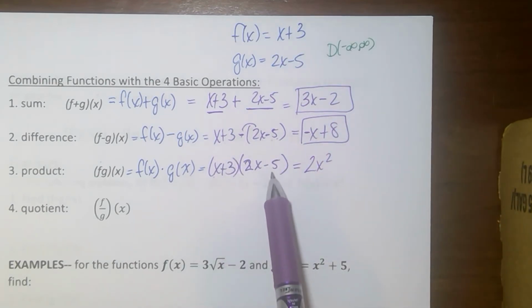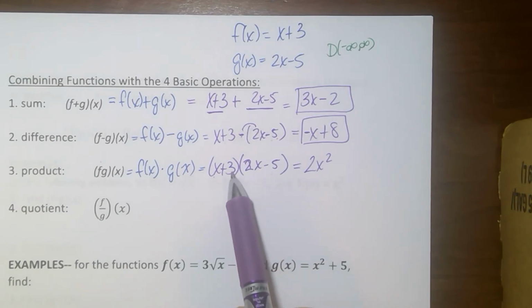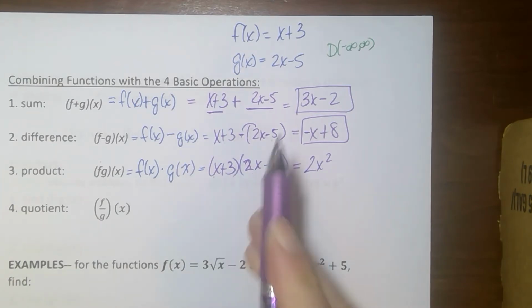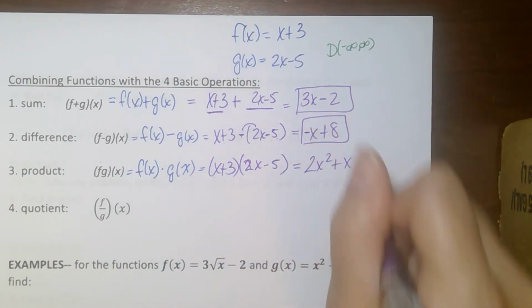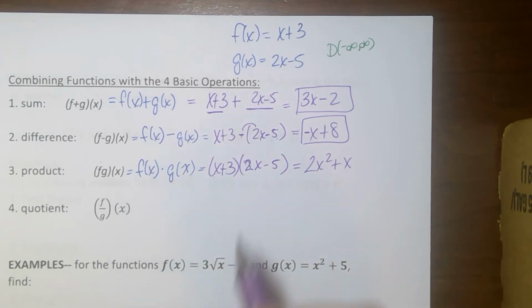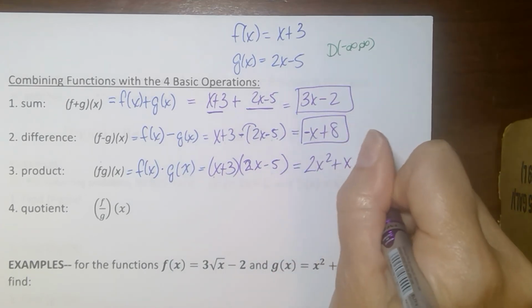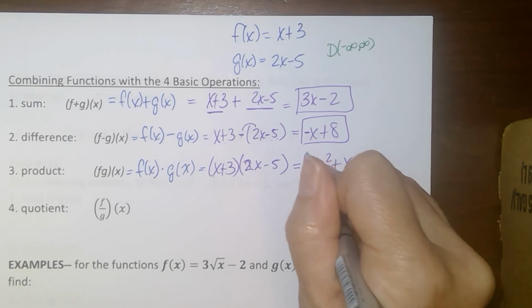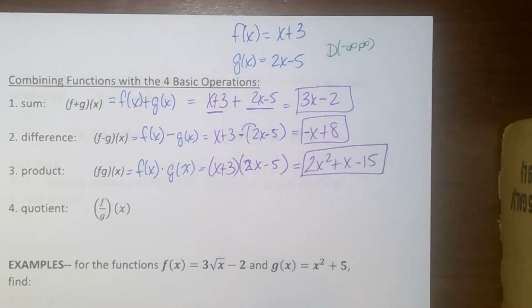My outside product would be negative 5x. My inside product would be positive 6x. When I combine those two products together, I get plus x. 3 times negative 5 is negative 15. All right, there is f times g of x. If you can't do this without writing down the four products, take the time to write those down. Write it all down, combine your like terms, and then get your final result.